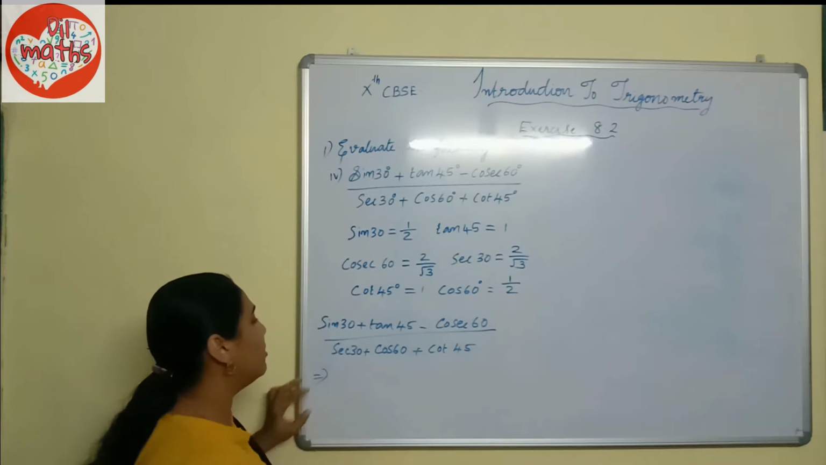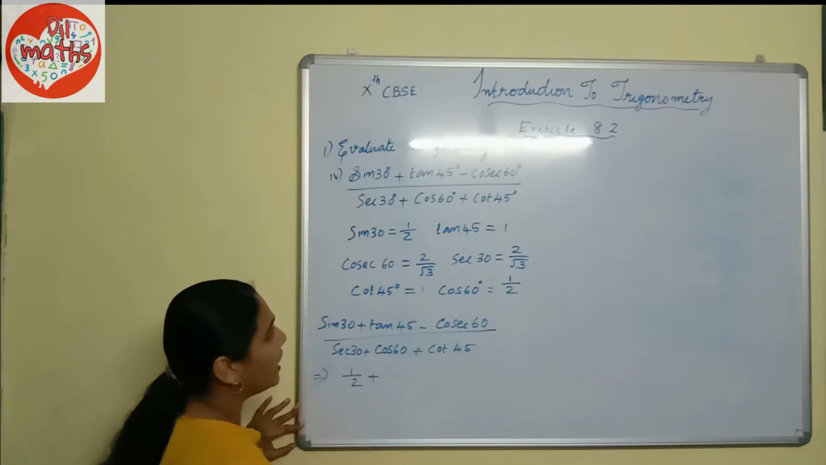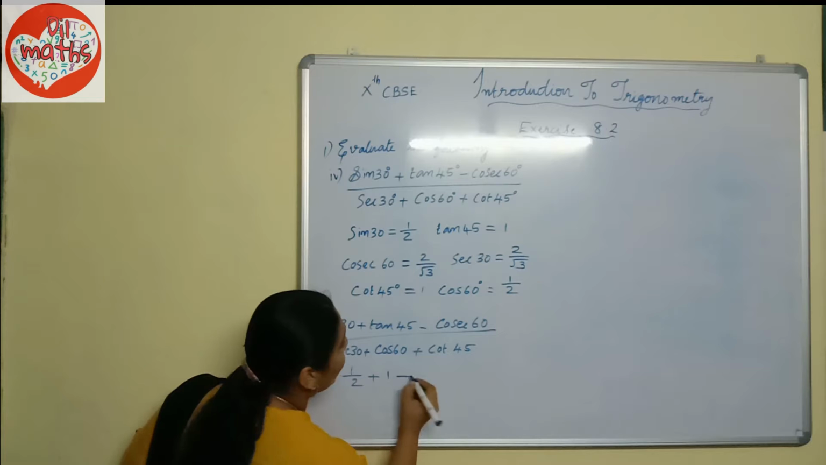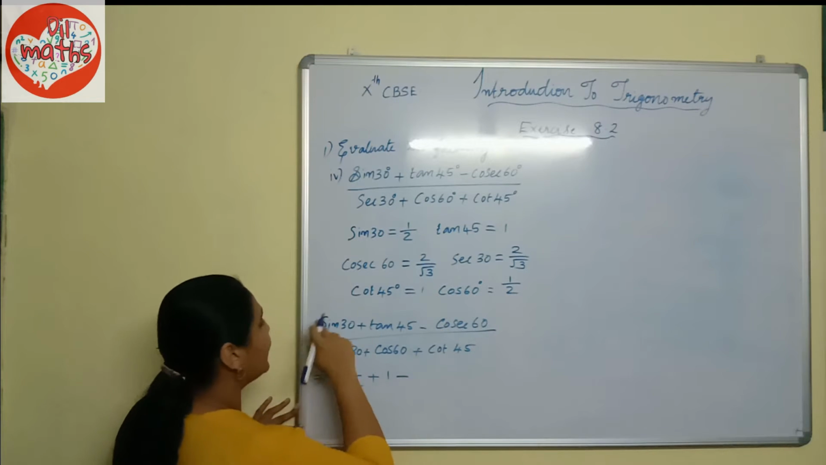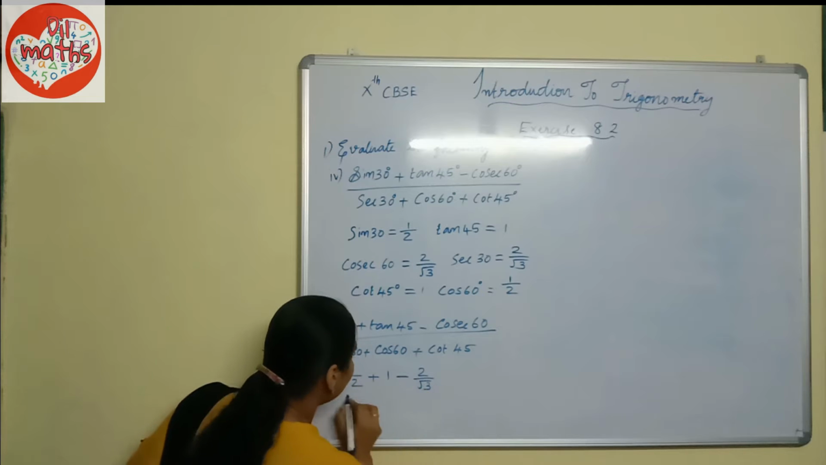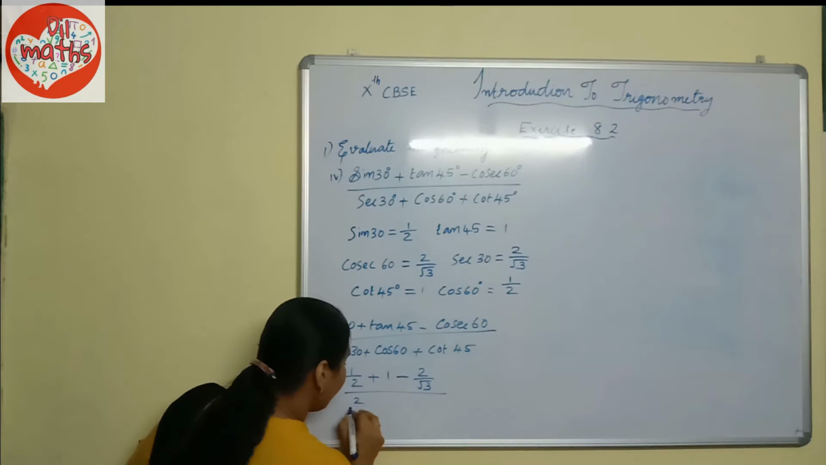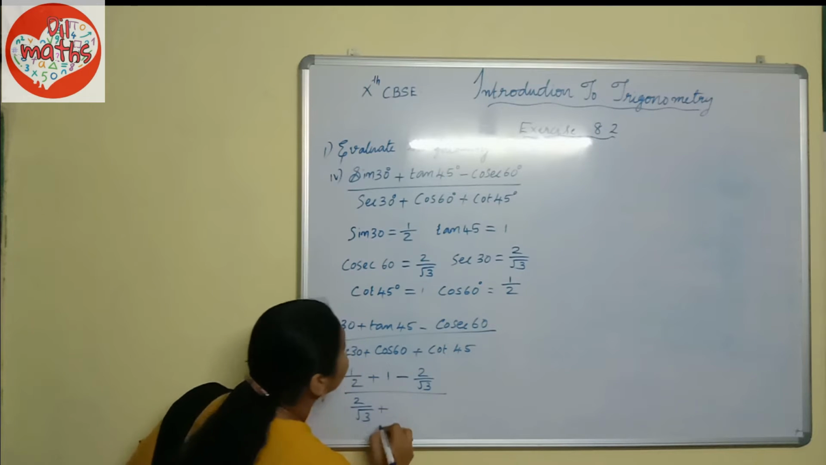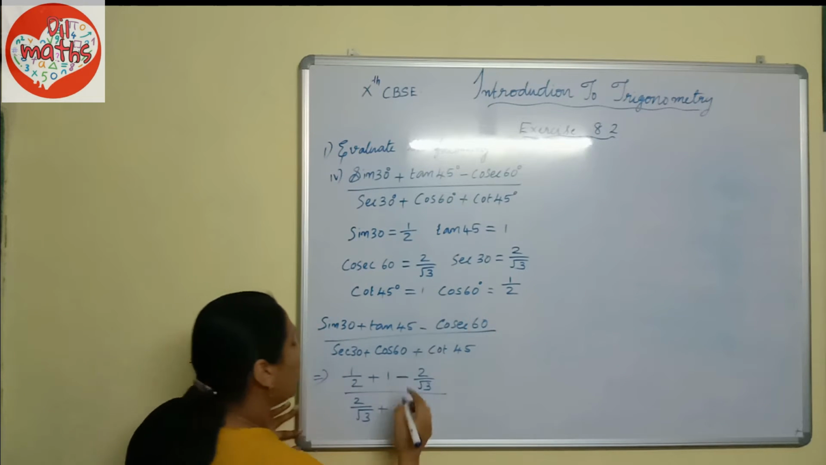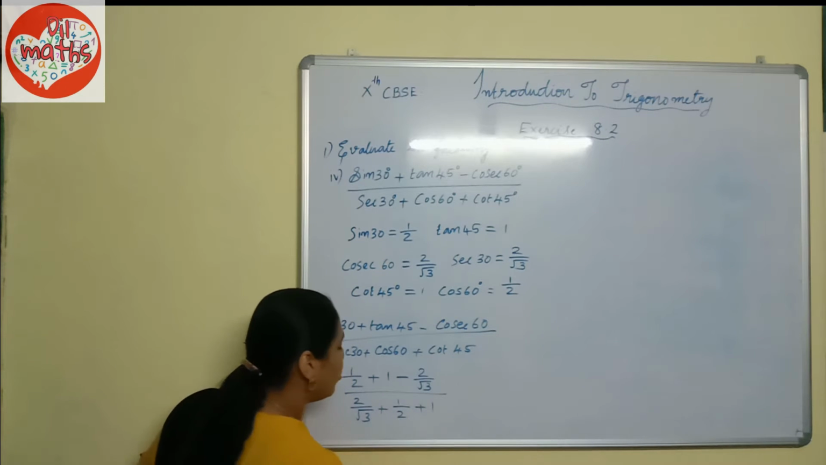We will substitute the value. Sin 30 is equal to what? 1 by 2 plus tan 45. What is tan 45? 1 minus cosec 60. What is cosec 60? 2 by root 3, whole divided by what will come? Sec 30. What is sec 30? 2 by root 3 plus what is cos 60? 1 by 2 plus cot 45. That's equal to 1.